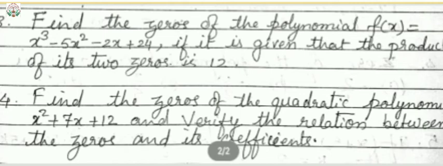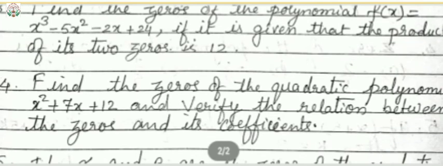Okay, so now from equation 1, that is alpha plus beta, you got some value, and alpha minus beta you got some value. So now simplify these two equations, you will get the value of alpha and beta.